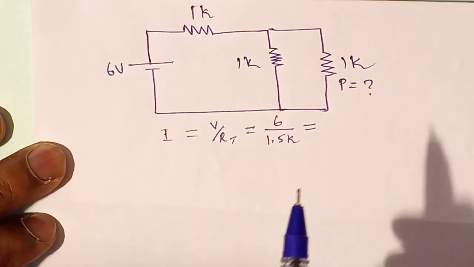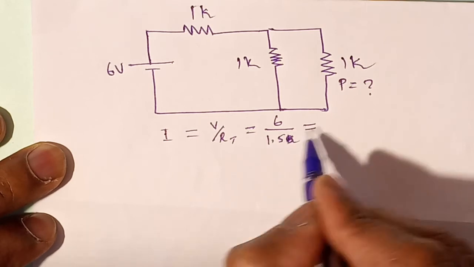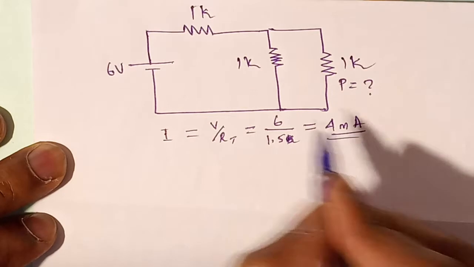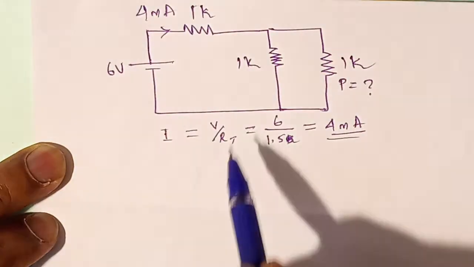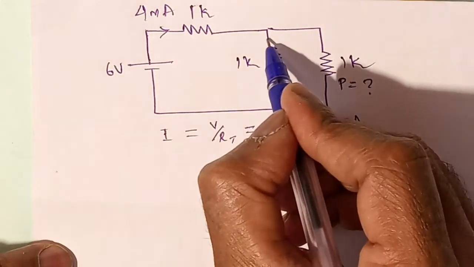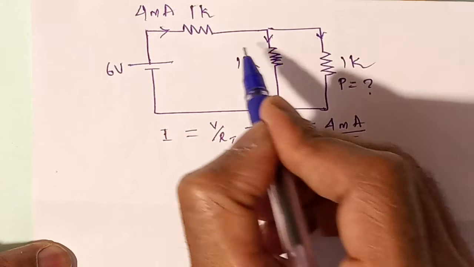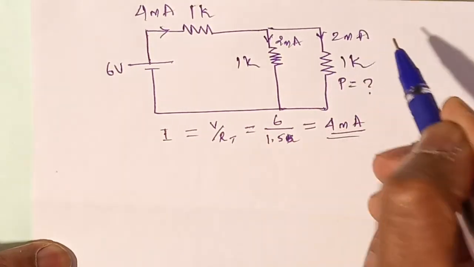Keep the current in milliamps, resistance in kilo ohms and voltage in volts. That is the unit system you have to follow. You need not write K and all, you can just solve it. So the answer is 4. This is in milliamps. 4 milliamps current flows through this circuit. When it reaches here, these two are equivalent resistors, so 2 milliamps will flow here and 2 milliamps will flow here.